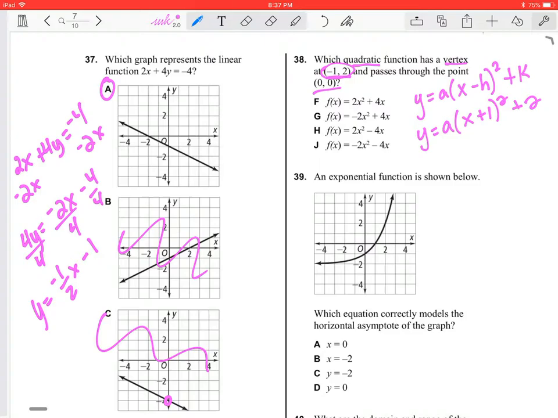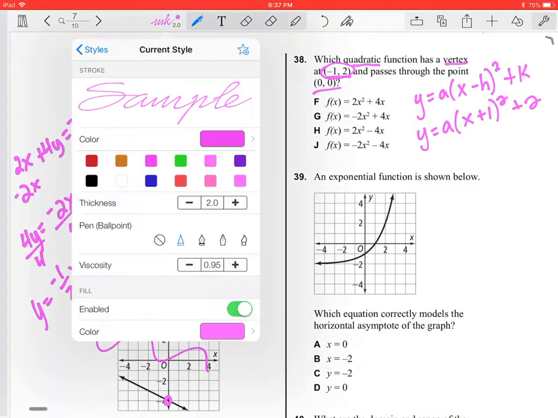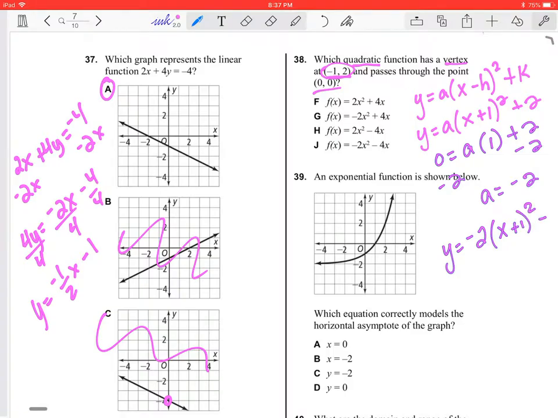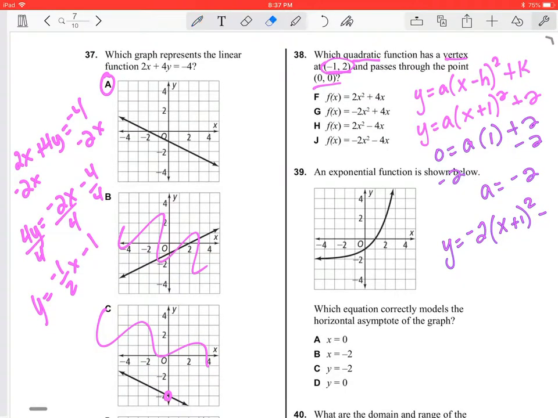Now I'm going to use the 0, 0 for my point. I'm going to plug those into the value for y and x. So now let me change my color. I'm going to have 0 is equal to a times 0 plus 1 is just 1. Squared is 1. Plus 2, I'm going to subtract 2. Subtract 2. So a is going to be equal to negative 2. Now that means I need to put this in my equation. So that's going to be y is equal to negative 2 times x plus 1 squared plus 2.